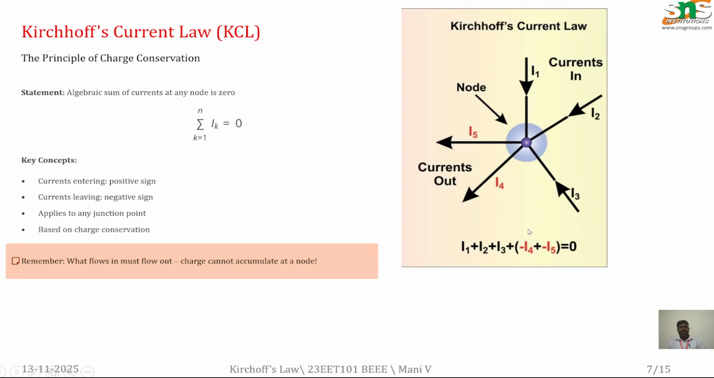You can take this direction, this side, so minus I4 minus I5. So the algebraic sum of current in a junction is 0. Here the current entering has a positive sign and the current leaving has a negative sign. Okay, so it is applicable only in a junction or node.